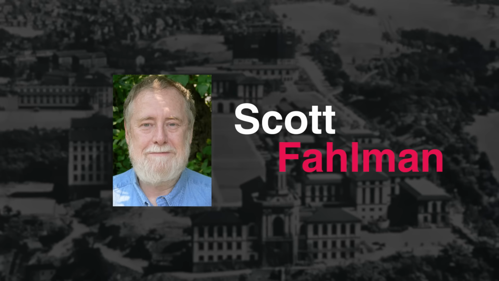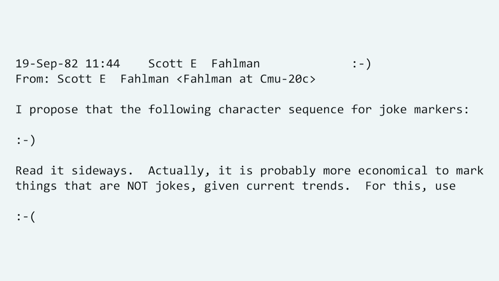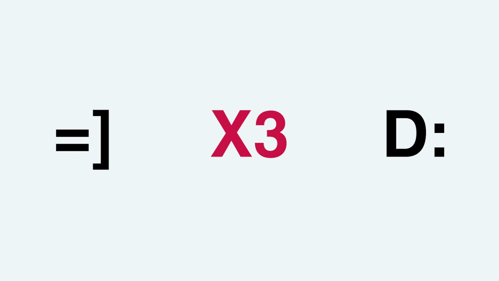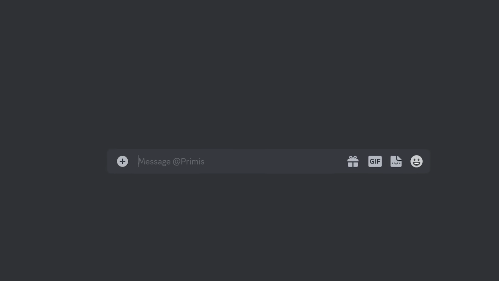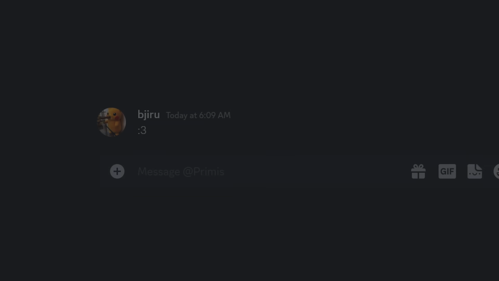So a computer scientist at the university named Scott Fahlman had an idea. And on the 19th of September 1982, he sent this email. There's no way to truly know for sure, but this is widely considered to be the first smiley face ever on a computer. From there, this sideways smiley took off all over the internet, coming in all sorts of personalized shapes and varieties. There's a good chance you yourself might have even sent some kind of version of this smiley today.